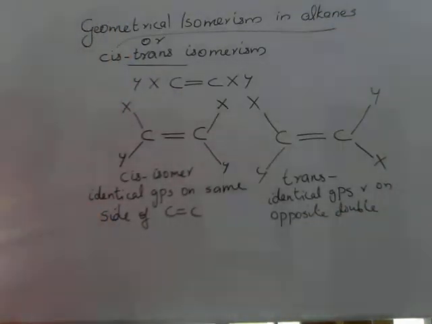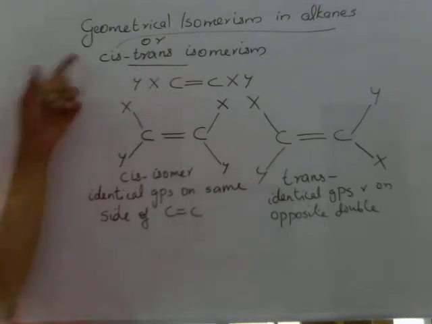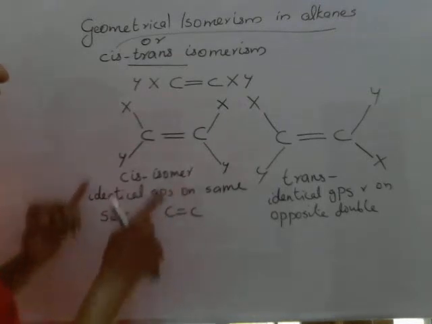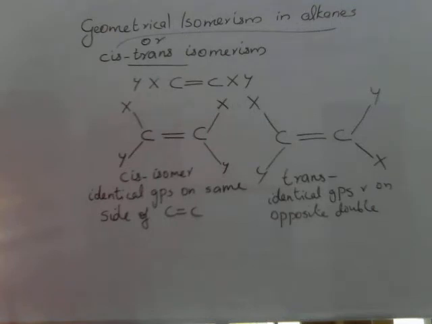The geometrical isomers are called cis isomer and trans isomer. That's why the name cis-trans isomerism. So here the isomers differ in the arrangement of groups around the carbon-carbon double bond. The spatial arrangement of groups around the carbon-carbon double bond is different. In the cis isomer, identical groups are on the same side of the double bond. But in the trans isomer, identical groups are on the opposite side of the double bond.